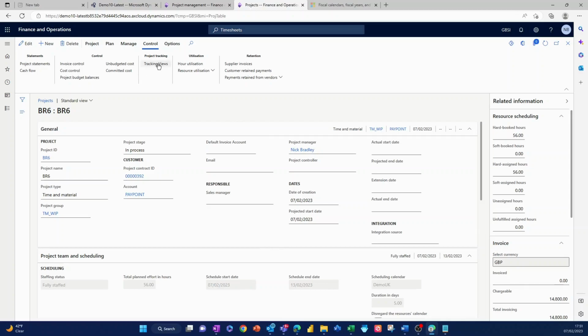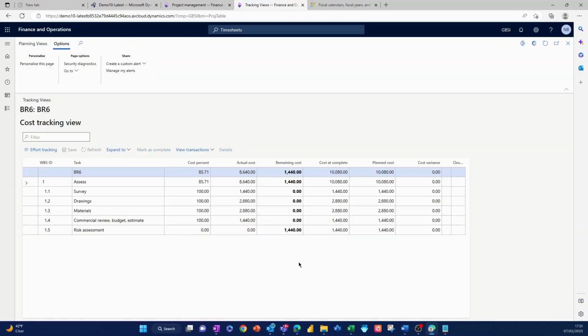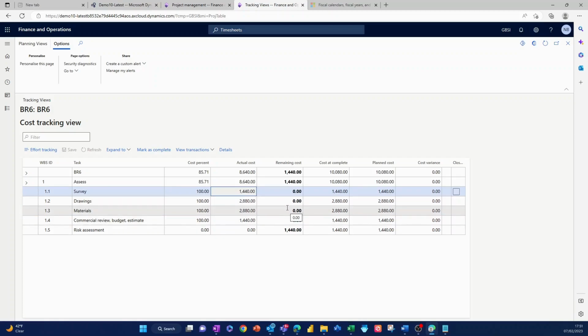One is the tracking view, which is the breakdown here by the work breakdown structure for each of these different categories that we're using. And we can see what our actual costs are. These were the time that we've posted against these activities so far, and we have no remaining costs expected on these lines here. Our cost to complete is our actual cost, and the same as our planned.